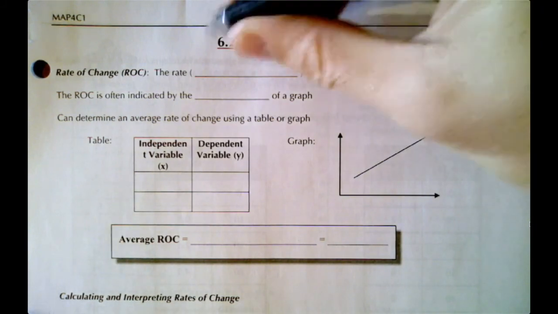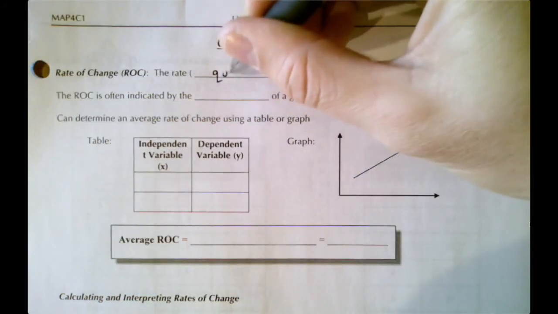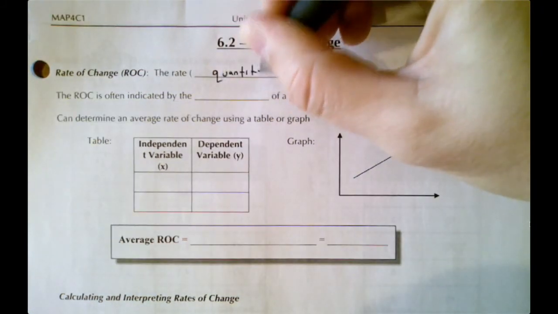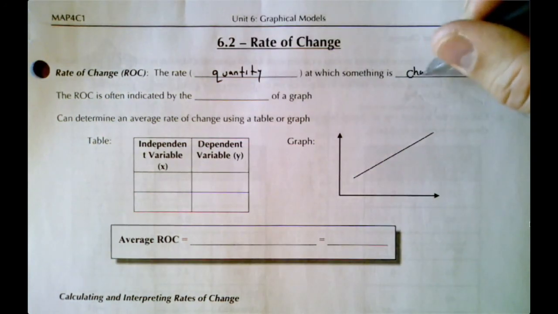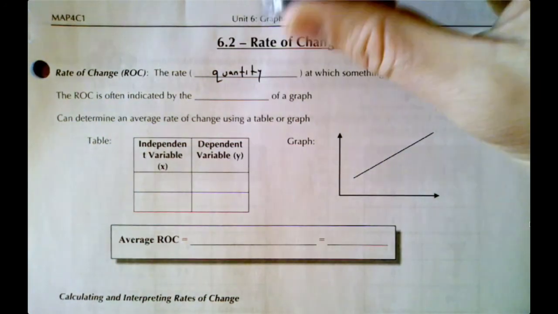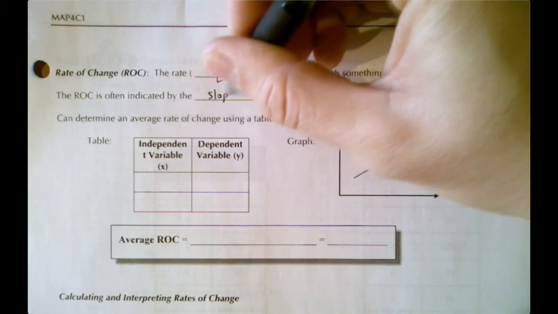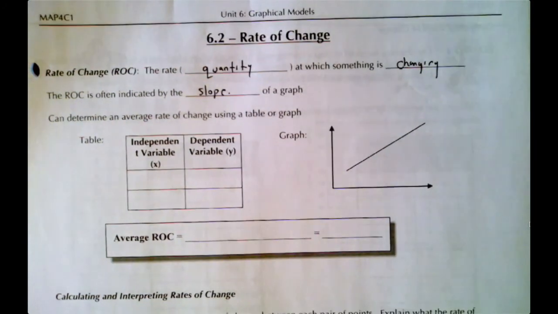So the rate of change is just the rate or quantity at which something is changing, and it's often indicated by the slope of a graph. So how do you determine slope?